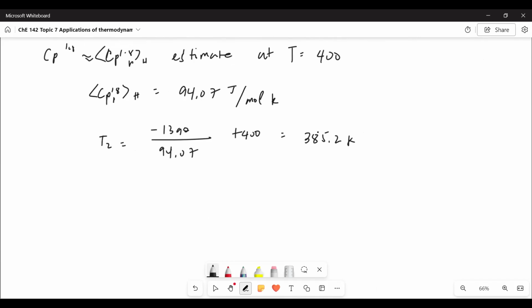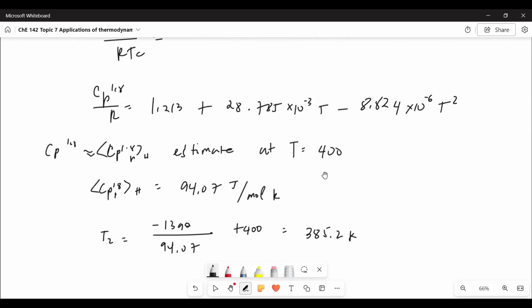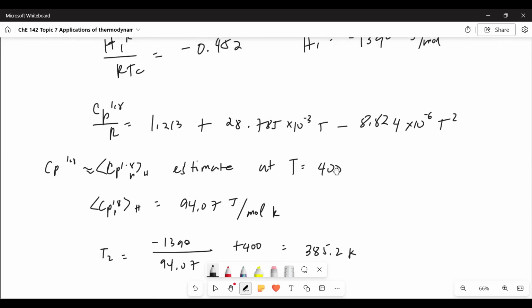So this is not yet final because it's different from your initial estimate, this one, 400. The goal of the iteration is to make the value as close as possible to the last temperature assumed.